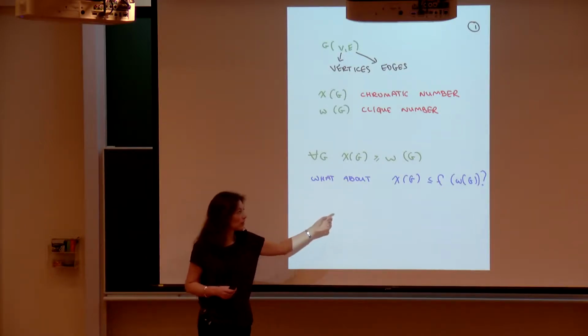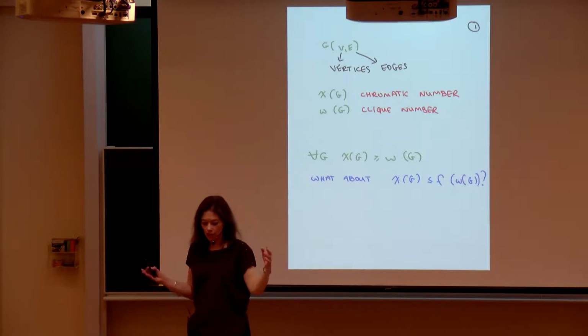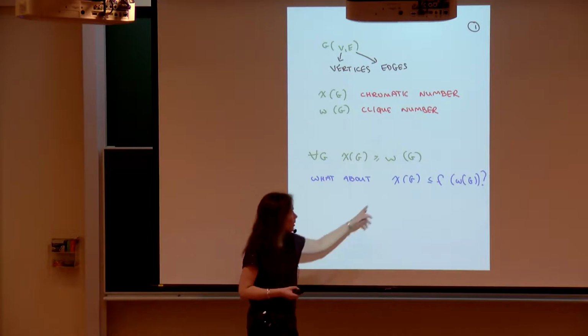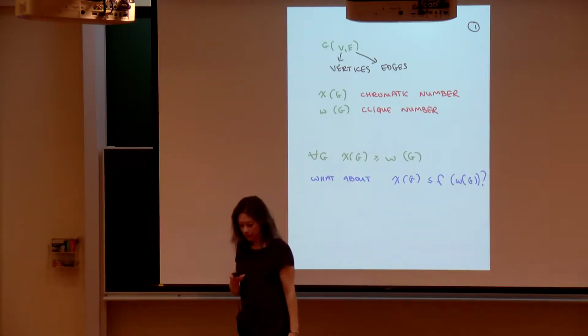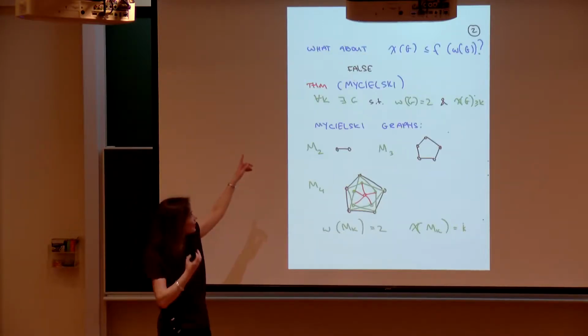And today we're interested in this question. What can you say about an inequality in the opposite direction? What can I say about trying to bound the chromatic number as a function of the clique number? That turns out to be an interesting question. Okay, so here it is again, same question.